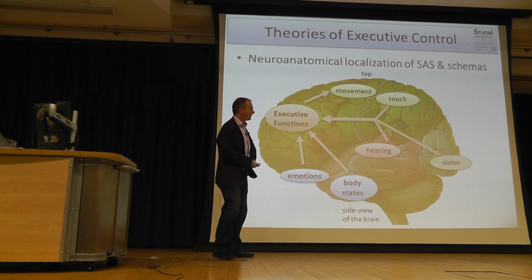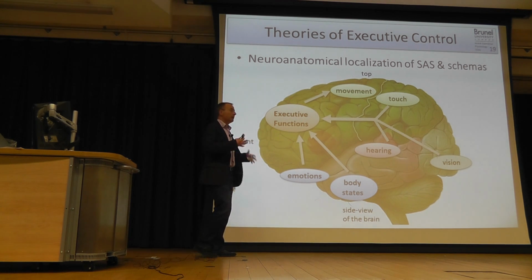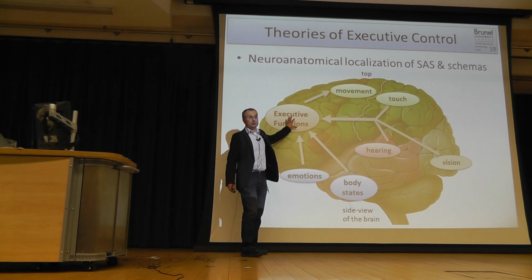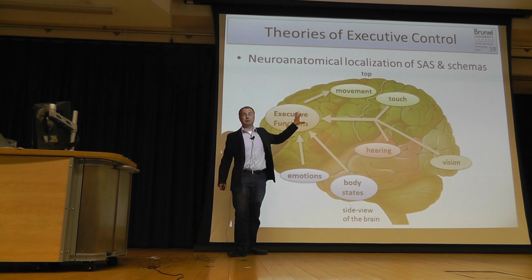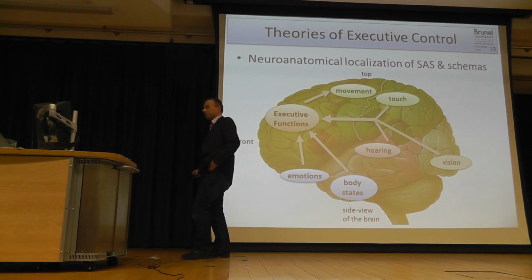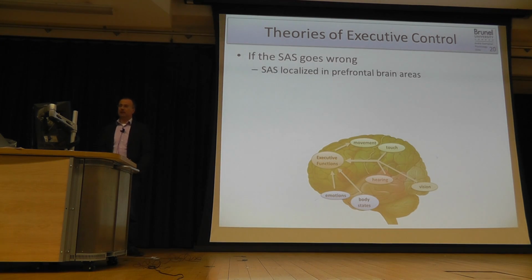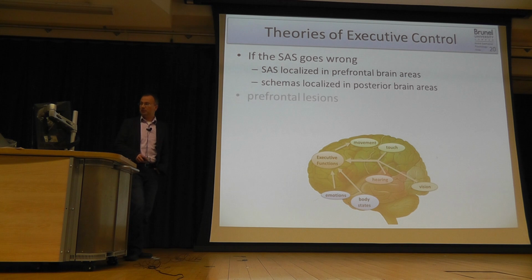Now the idea is that the schemas are located here in superior parietal areas and the SAS is located here. So when we have damage to the lateral prefrontal cortex, we get the dysexecutive syndrome. People can still peel potatoes, but they can't prepare a potato gratin. Okay, so that's what I just basically said.